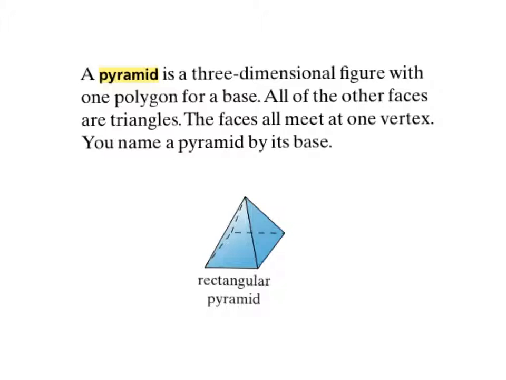A pyramid is a three-dimensional figure with 1 polygon for a base. All of the other faces of any pyramid are triangles. The faces will all meet at one vertex or one point. And you name the pyramid by its base. So this particular pyramid is a rectangular pyramid.